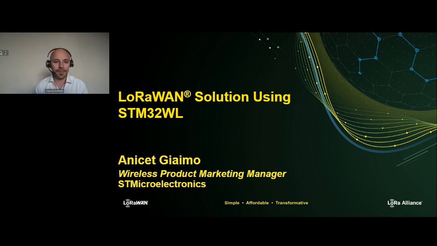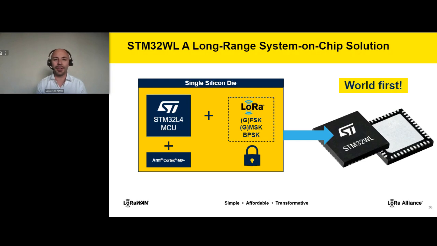So first, why do we call this a system on chip? This is because it integrates in a single chip both the radio to enable LoRa modulation and an ultra-low power MCU to run the application, and so the LoRaWAN stack. That's a full all-in-one solution. So what are the benefits of this system on chip for smart home applications? Let's have a look.